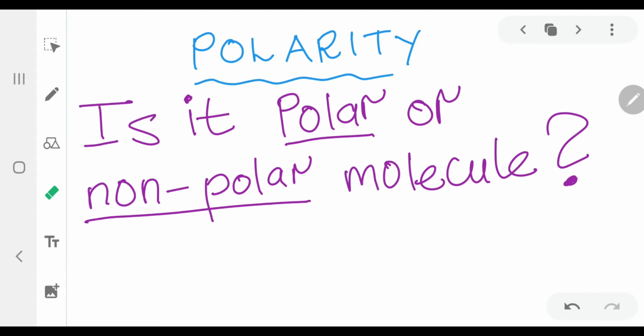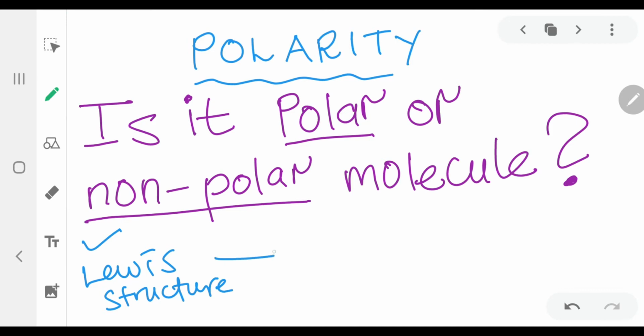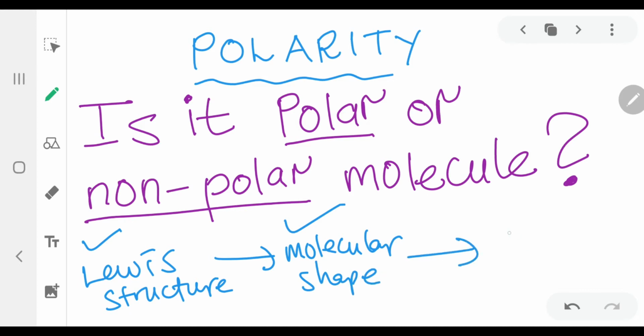And after you have learned those things, you should be able to identify whether the molecule is going to be a non-polar or polar molecule. Just now I've mentioned that you need to know Lewis structure. So first of all, you need to identify the correct Lewis structure, and then after that, you need to be able to determine the correct molecular shape. And therefore, you would be able to identify the polarity of your molecule.